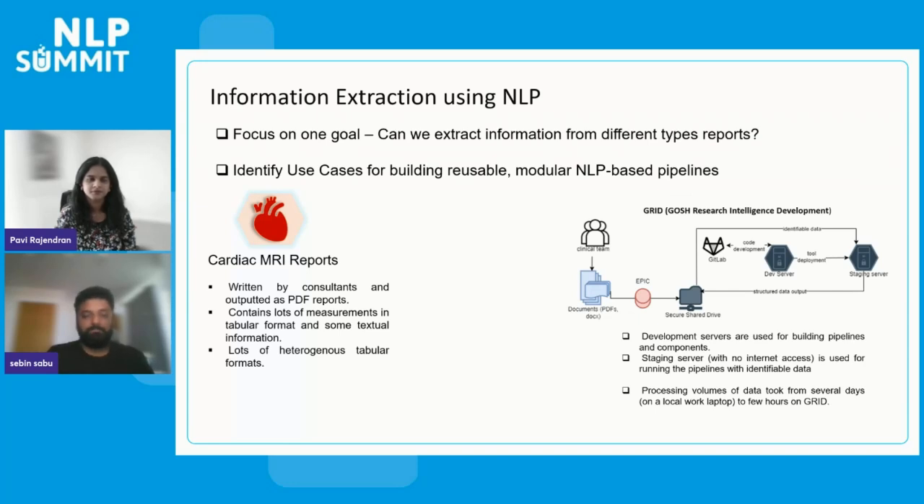Grid is basically two Linux servers. One is a development server, which has access to the internet, but we are not permitted to process any patient data on it. And the other one is a staging server, which is disconnected from the internet, but we can process the pipelines on patient data. So the flow is we create pipelines and components inside the development server and run them on the patient data in the staging server.